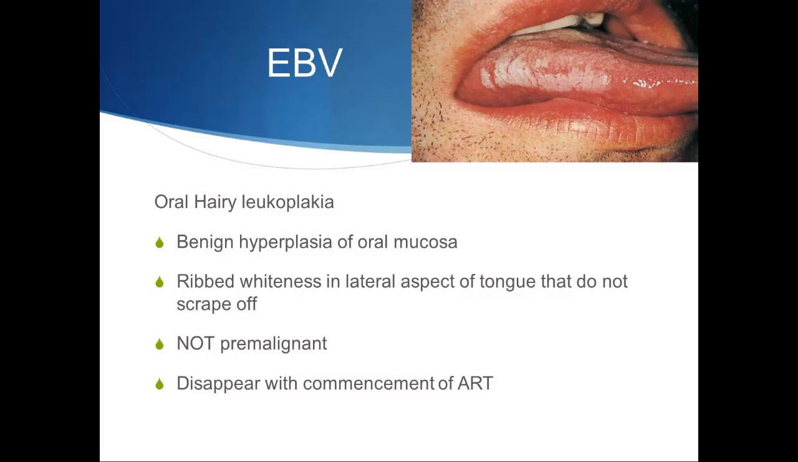As for the Epstein-Barr virus, the famous oral hairy leukoplakia, it's very characteristic of HIV. It consists of a very benign hyperplasia of the oral mucosa leading to this ribbed whiteness on the lateral aspect of the tongue that does not scrape off. It is not premalignant, and what you should do is start him on ART and it will go away.